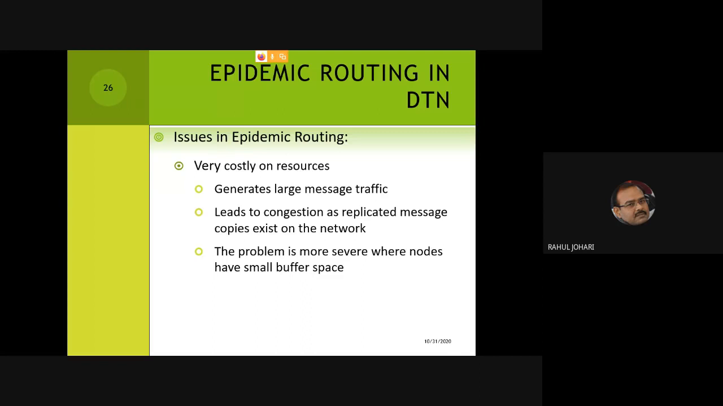And the problem becomes more severe where nodes have a small amount of buffer space. That is again a problem, because in a wireless network, nodes have a limited amount of buffer space, unlike our laptops where nodes have space running into terabytes and petabytes. Though nowadays we have smartphones which come with gigabytes of storage space, traditionally not everyone can afford that high a configuration of smartphone. So normally, low-end nodes always have a low amount of buffer space.